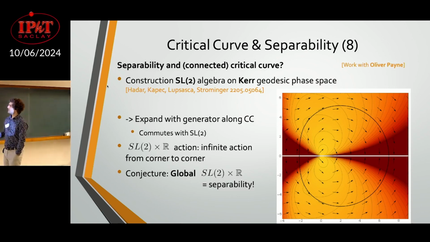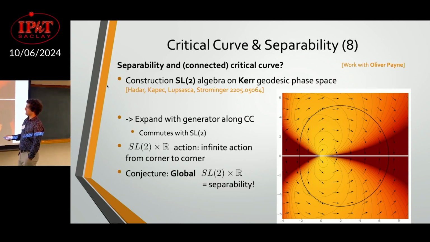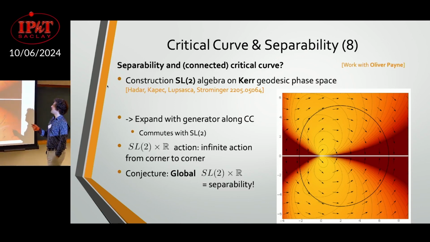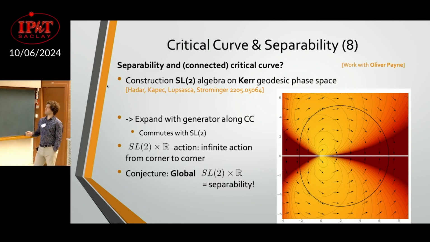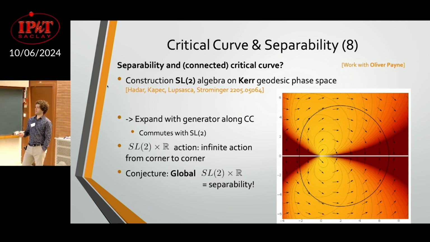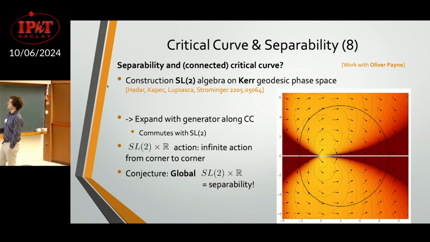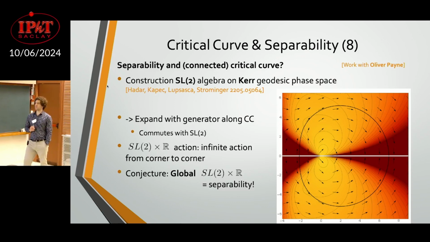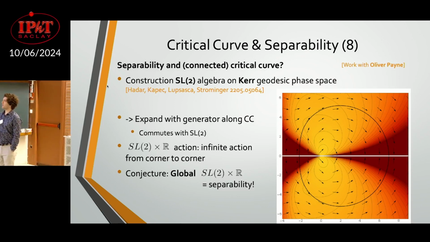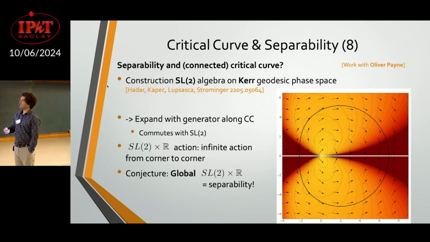And so our conjecture is essentially that, maybe it's possible in a non-separable space to have this little region of phase space where I can do the same game and define an SL2 cross R action. But if you can do this globally, meaning you can find an SL2 cross R algebra on the phase space of geodesics that is everywhere well defined, then this is going to be exactly equivalent with separability, right? And we have some arguments as to why, but I'll just leave you with that idea.